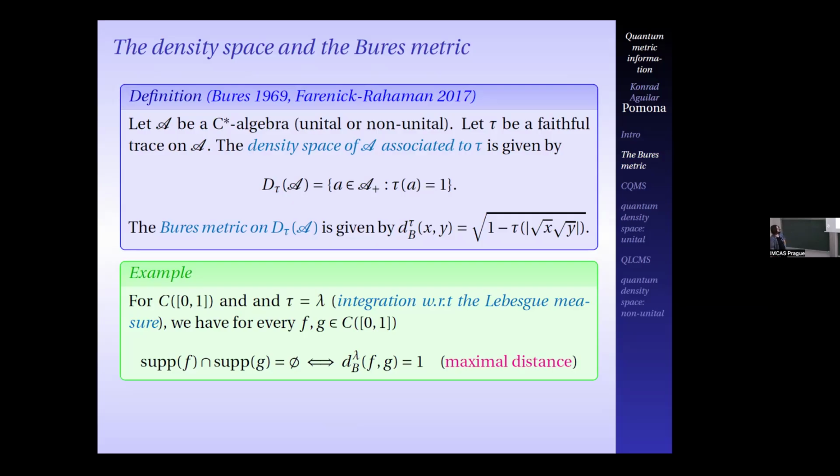This was introduced by Bures in 1969, and that was just in the case of n by n matrices, and I believe also C to the n, just n copies of the complex numbers. Then Ferenczi and Rahman extended this to unital C-star algebras. And then we've extended it to non-unital. It was basically Ferenczi and Rahman that really brought it to the world of C-star algebras. Even though they didn't mention non-unital, the same definition works. It's only when you get to the quantum metric side that things get more difficult.